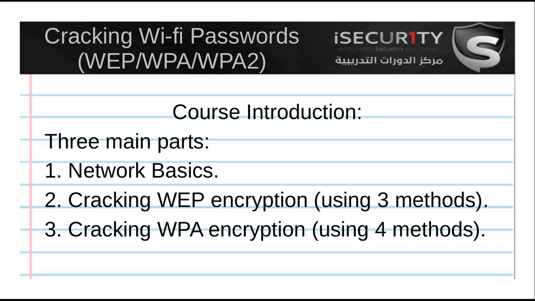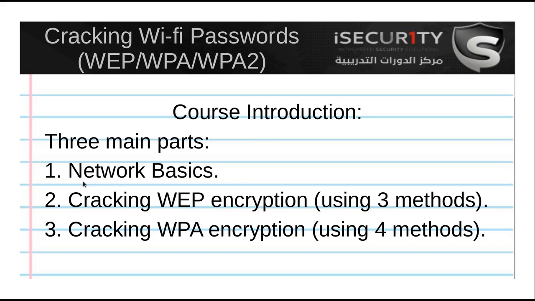The course is divided into three main parts. The first part is network basics. In this part, we're just going to talk about how networks work, how devices communicate with each other in networks. And we're going to talk about the interfaces, the wireless cards, and the modes that we can use the wireless cards and how we can sniff packets that are sent around us in the air.